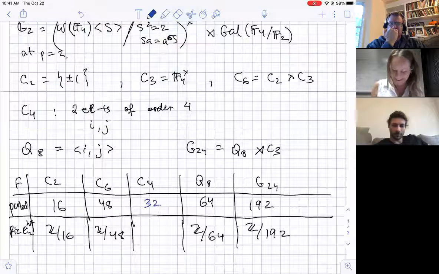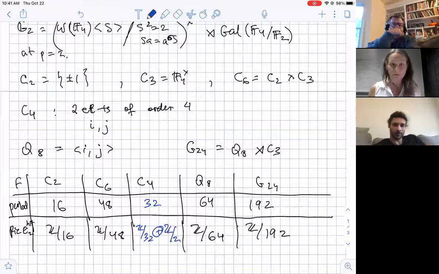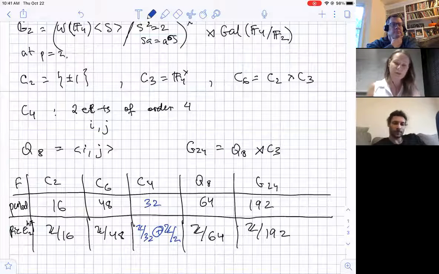But so for C4, the period is 32, and the group is Z mod 32 plus Z mod 2. Okay, so Z mod 32 is the part that you expect from the suspensions. The spectrum is 32 periodic, and then Z mod 2 is the surprising part.